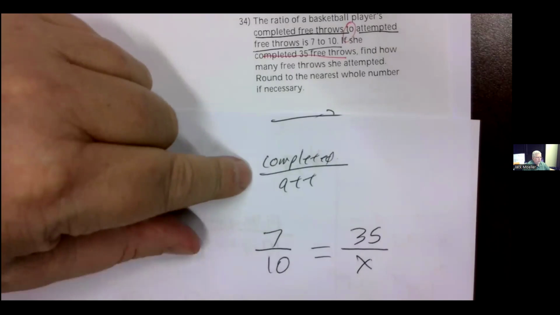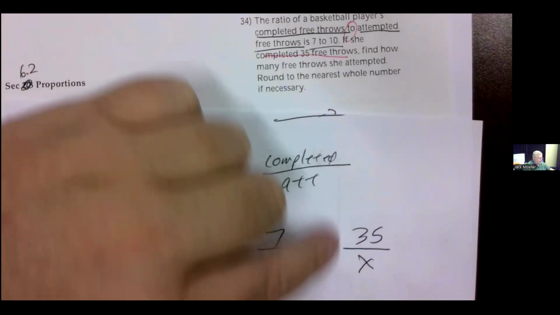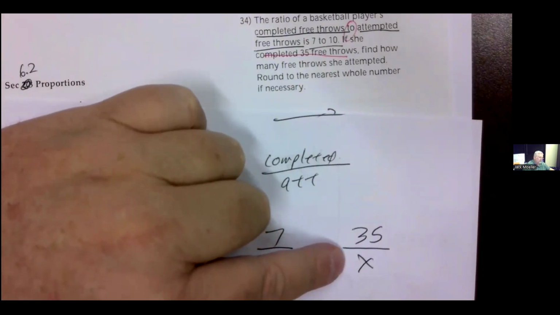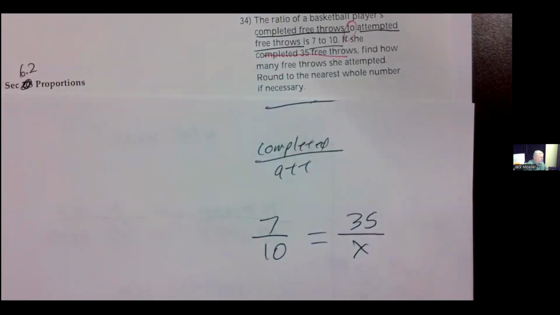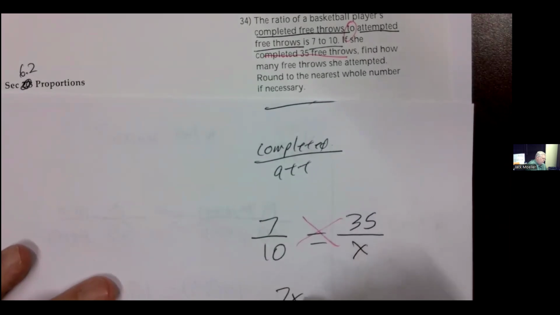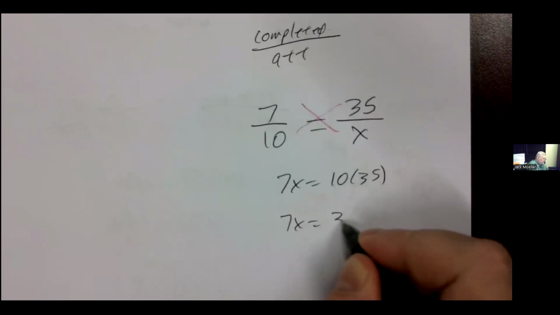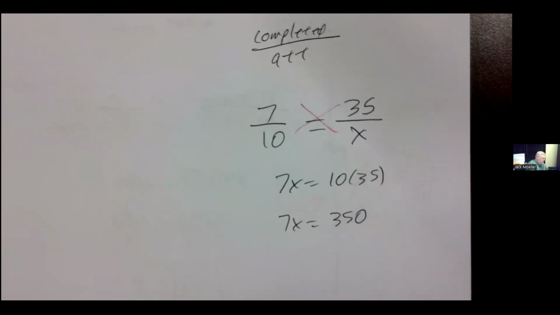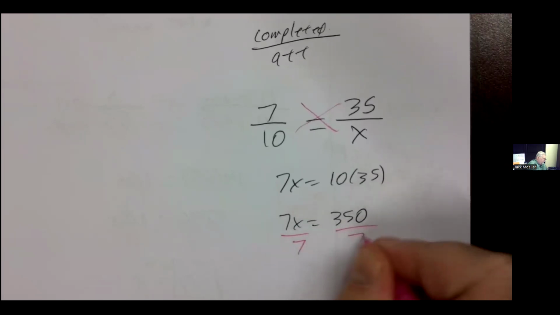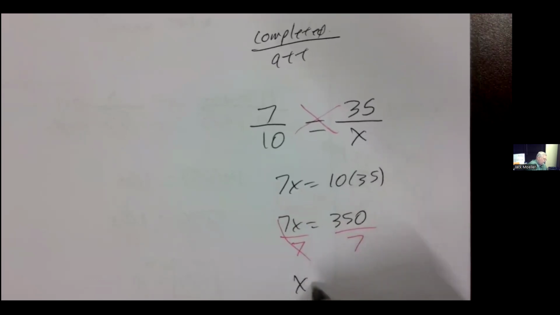So that's why these units are important, because you need to know on this side, is it 35 over X or is it X over 35? And then from there, do your cross product. We get 7x equals 10 times 35. 7x equals 350. Divided by 7. And that comes out to 50.